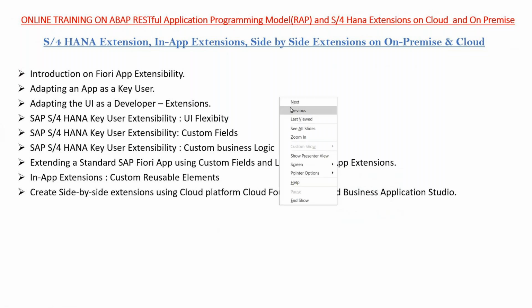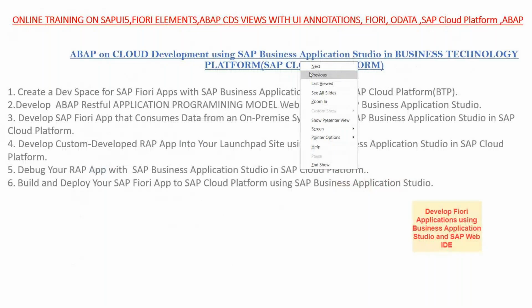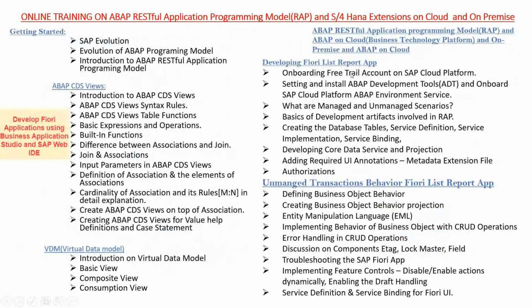Then we will be moving to RAP, the ABAP RESTful Application Programming Model, where we'll develop the list report object page. What is BTP, what is managed and unmanaged in RAP, how to create tables, service definitions, service bindings, how to add UI annotations, and how to develop managed as well as unmanaged use cases. And what the EML concept is, how to implement CRUD operations, draft handling, how to implement enable and disable actions, service definitions.